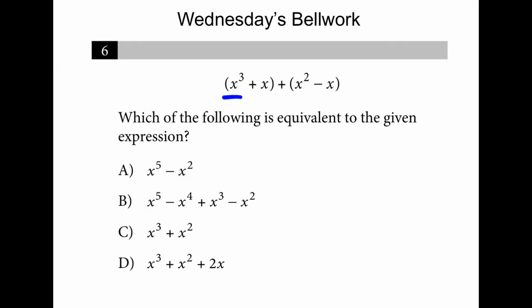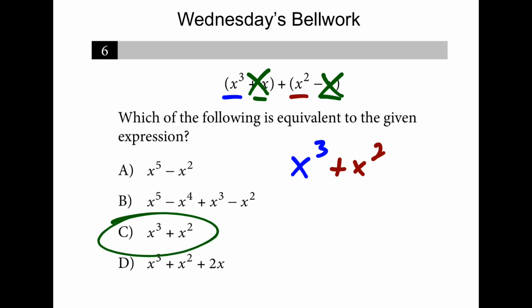For Wednesday, we have x cubed, which is all by itself, so we don't add anything to it. We have x squared, which is also all by itself. And then finally, we have the plus x and the minus x, which cancel each other out. So C is my best choice.